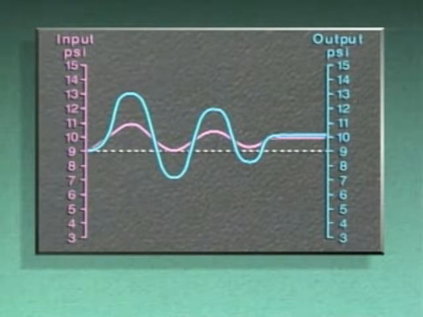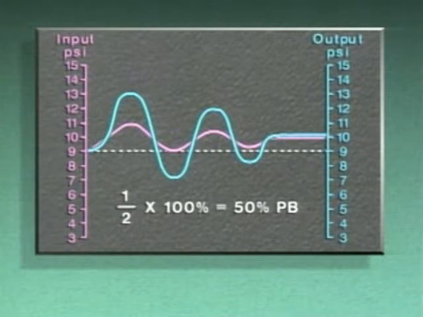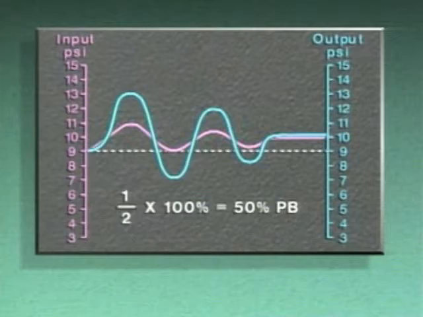This relationship is equivalent to a 50% proportional band, since 1/2 times 100% equals 50%. With a narrow proportional band, control action is rapid, and the value of the controlled variable stays closer to set point. However, decreasing a proportional band setting increases the amount of cycling, which can overwork system components.